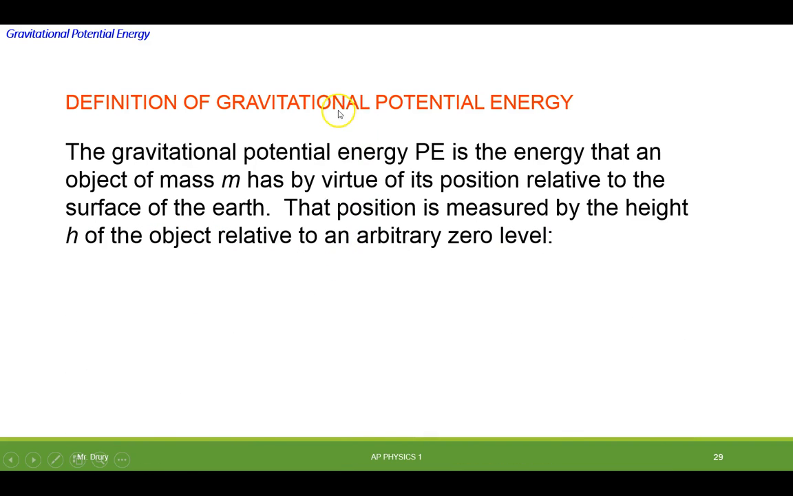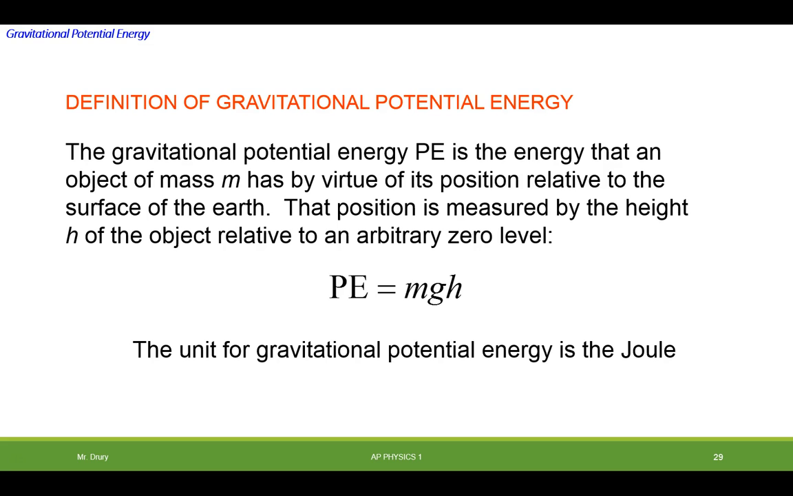So what is the definition of gravitational potential energy? Gravitational potential energy, or PE, is the energy that an object of mass m has by virtue of position relative to the surface of the earth. That position is measured by the height of the object h and its relative position to some arbitrary reference point that we call 0. So how do we calculate potential energy? It's just simply force through distance, force being the weight, times the distance. So this would give us the potential energy of an object at any position or above any position that we happen to use as a reference point.